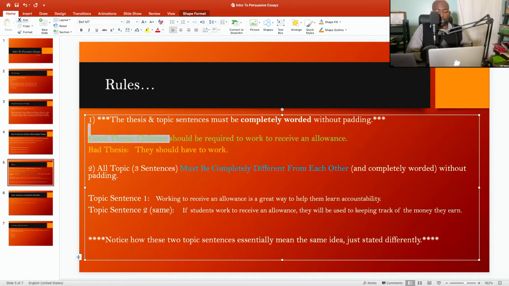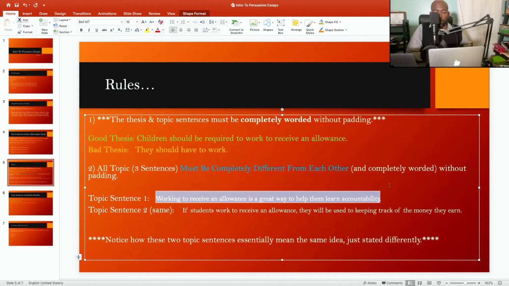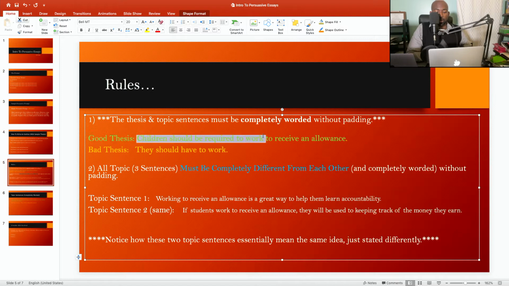We just finished saying children should be required to work to receive an allowance. So remember, topic sentences are reasons why the thesis is true. Reasons why children should be required to work to receive an allowance. So this first topic sentence says one reason why they should be required to work to receive an allowance. It says working to receive an allowance is a great way to help them learn accountability. Okay. So, working to receive that allowance will help the children learn how to be accountable. So that is one idea that supports this thesis.